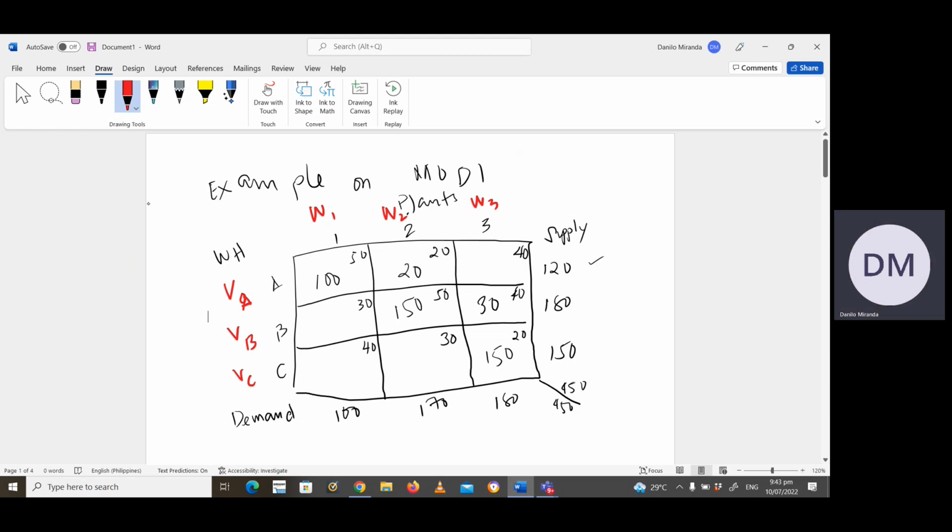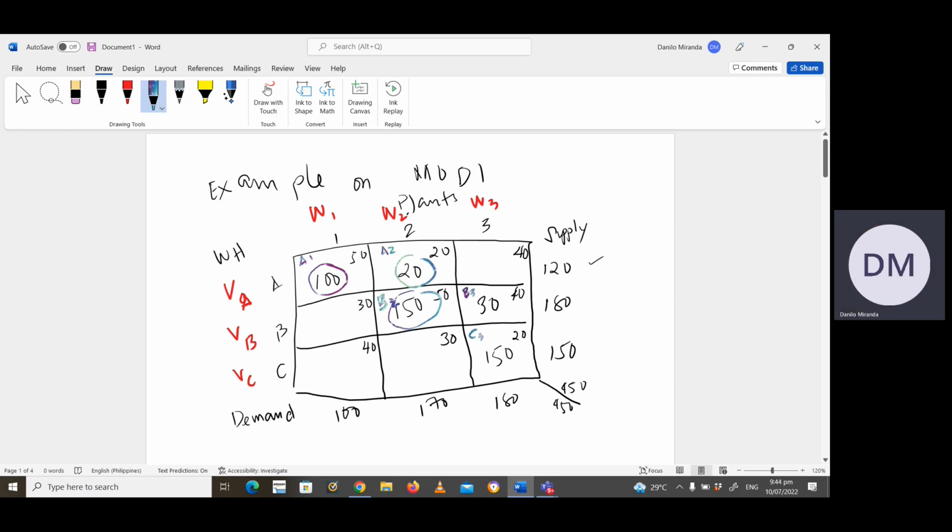For our initial occupied cells, this is A1, A2, and this is B2. That's B2. And this is B3. And this is C3.